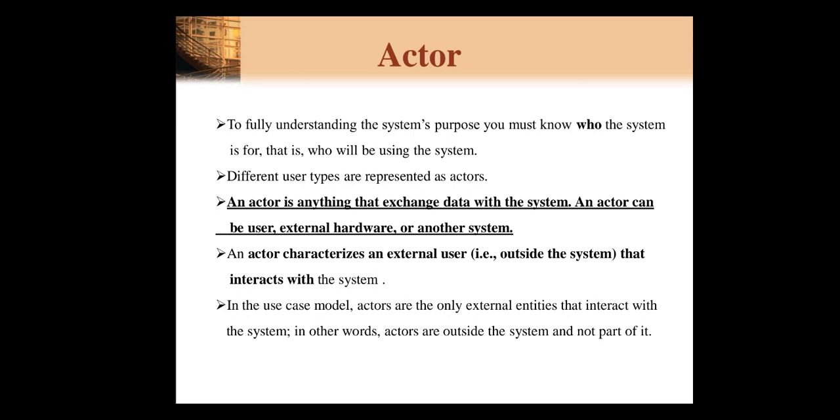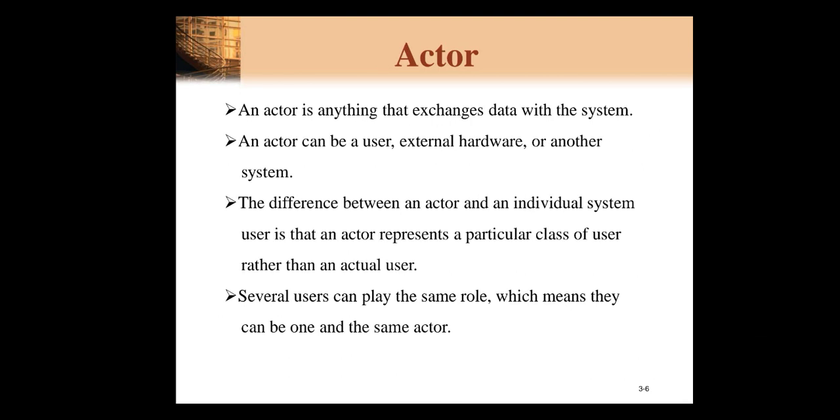An actor characterizes an external user that interacts with the system. In the use case model, actors are only the external entities that interact with the system. In other words, it is an outsider of the system. Again, I am saying an actor is not a part of the system. There is a boundary in the use case diagram. When we draw the use case diagram, inside the boundary we show our system, and outside that boundary the different actors are shown. So actors are not a part of our system. They are interacting with our system.